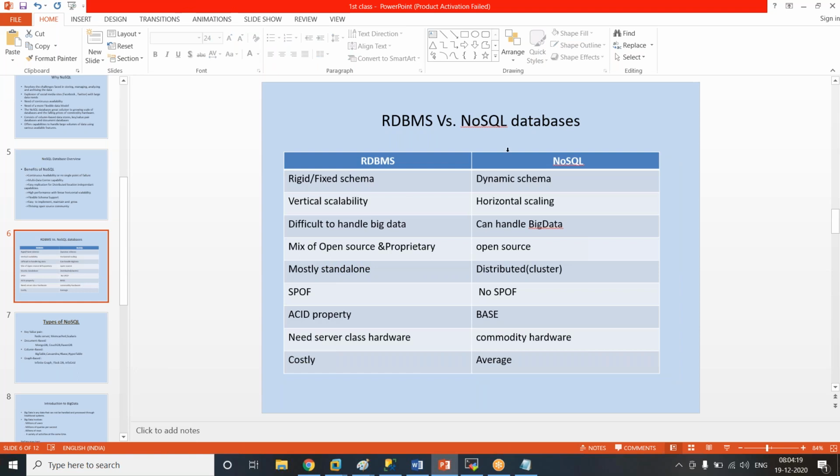So this is RDBMS versus NoSQL. This is a fixed, rigid schema. You have to define the schema, and only then load the data, only then will it accept the data. Dynamic schema: it is always dynamic and schemaless, no need to define it.